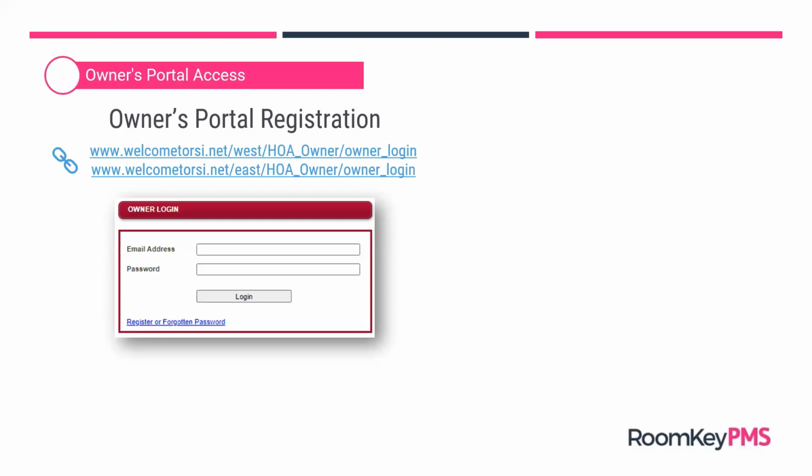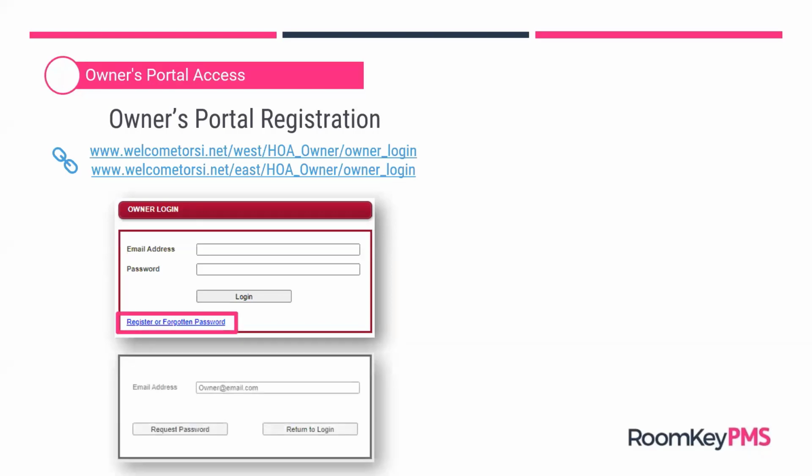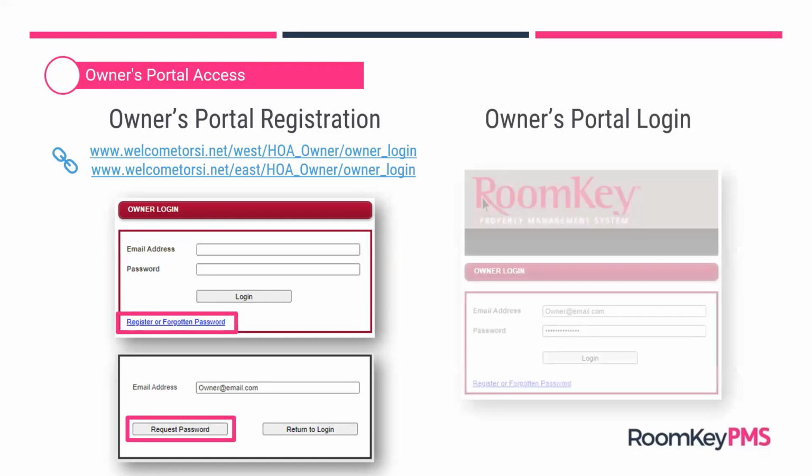If this is the first time that they are accessing this web page, they don't have a password, so they actually need to register for the portal first. So they're going to click this little link in the bottom left corner to register. They'll be prompted to enter their email address and request a password. What the portal is going to do automatically is send a temporary password to that email address for that owner to use to then log into the owner's portal.